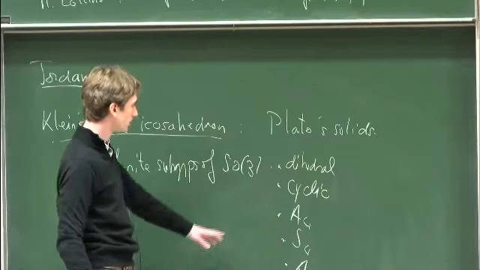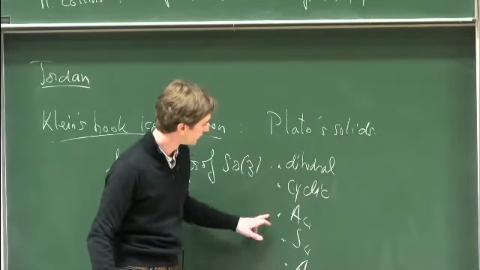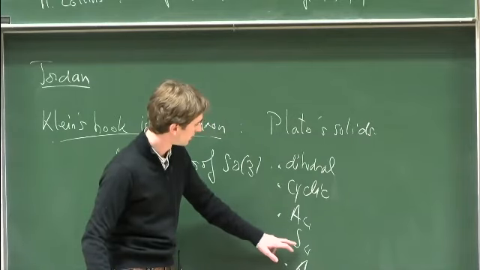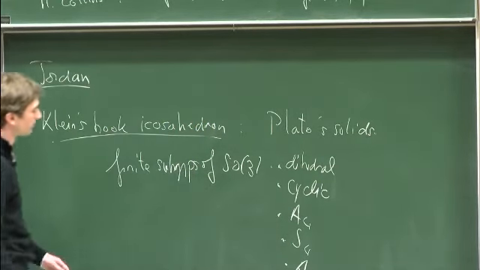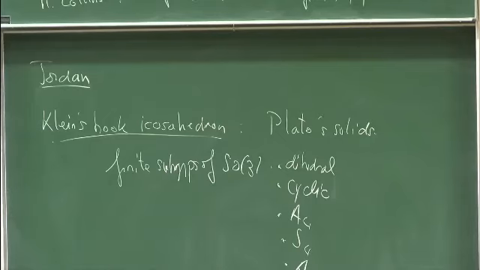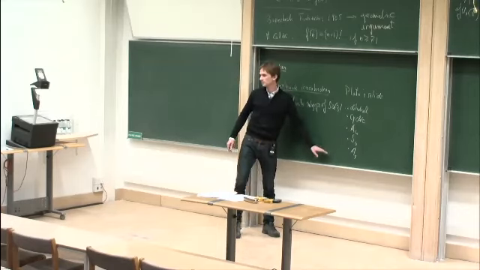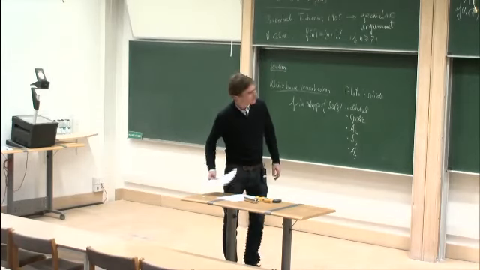And these correspond to the various Plato solids. So A5 is the icosahedron. Then you have the cube and the tetrahedron, and they are dual. So how do you come up with this list? One way is to do like this.